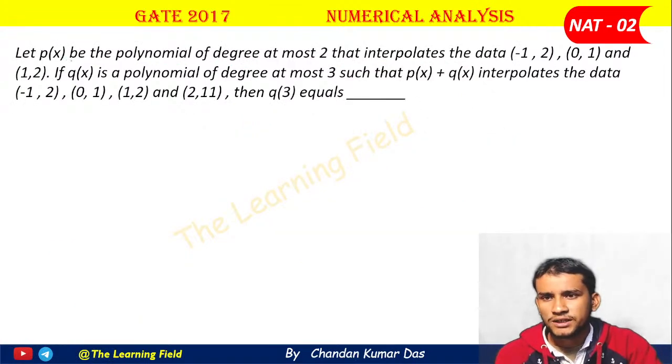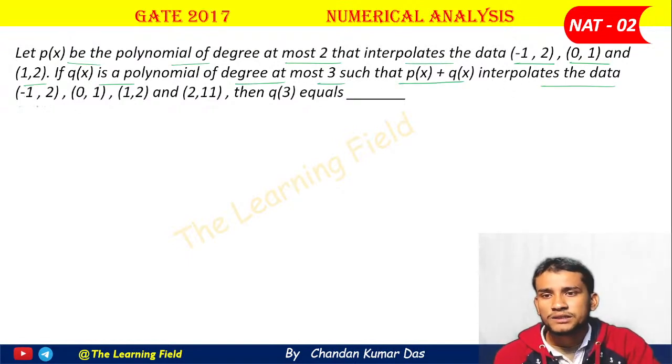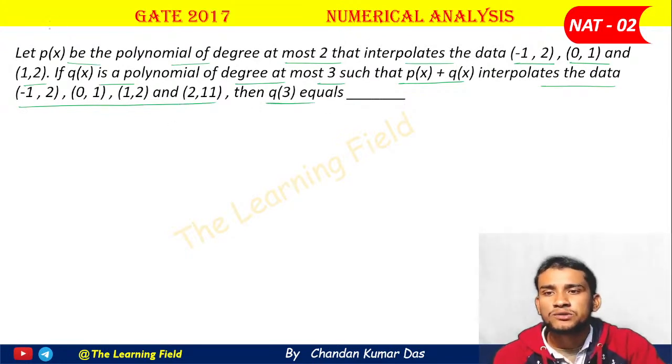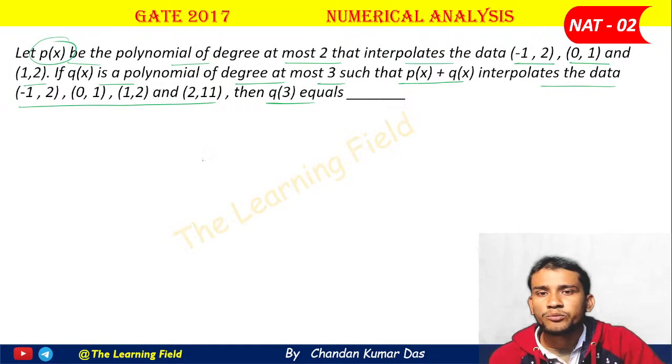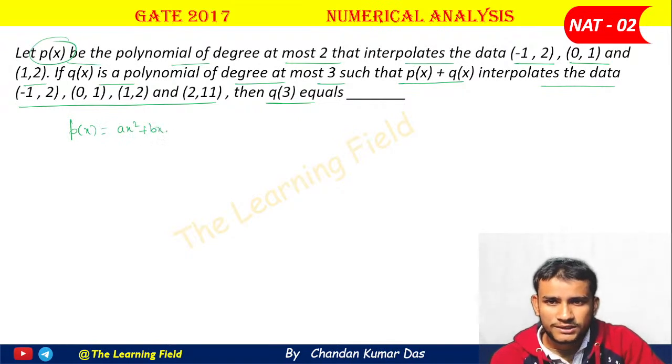The question says: let p(x) be the polynomial of degree at most 2 that interpolates the data (minus 1, 2), (0, 1) and (1, 2). If q(x) is the polynomial of degree at most 3 such that p(x) plus q(x) interpolates these 4 points, then the value of q(3) is equal to what? Here p(x) is a polynomial of degree 2, therefore we can take p(x) equal to ax square plus bx plus c.